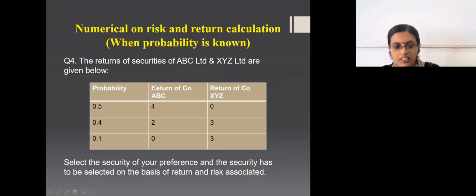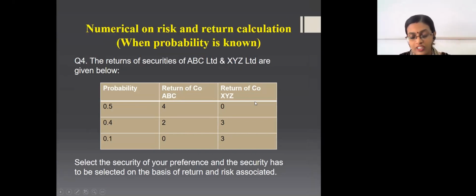Moving on to the next question. Okay, so as I told you yesterday, when we calculate risk and return, we can calculate risk and return with the help of two situations: when probability is not given, and secondly, when the probability is given.